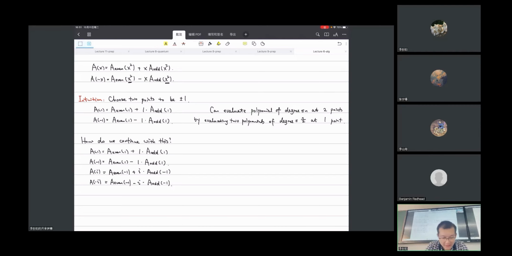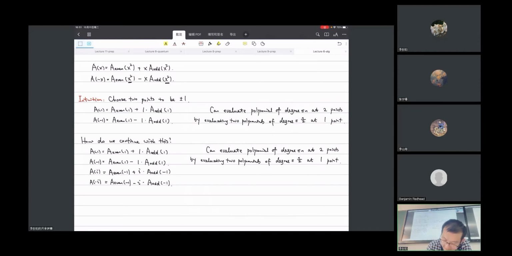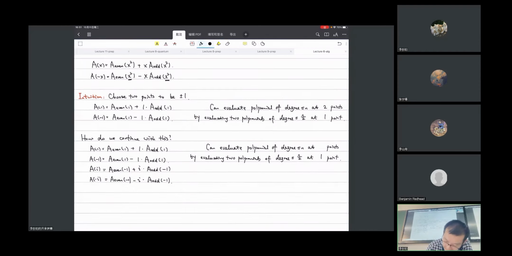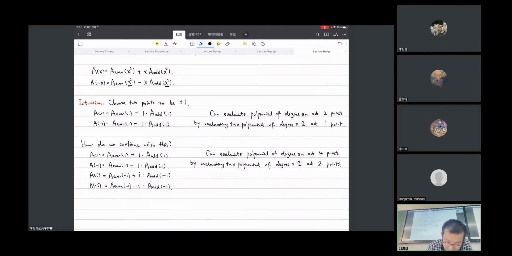Similarly for A(-i), it equals A_even(-1) minus i times A_odd(-1). So basically, in general, we can copy this sentence. This is saying that we can evaluate polynomials of degree at most n at 4 points by evaluating two polynomials of degree at most n over 2 at 2 points. The two points are 1 and minus 1, this is for A_even, and also for A_odd the function value at 1 and minus 1. Is this clear to you?